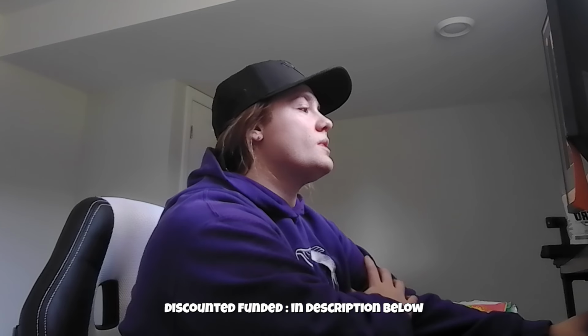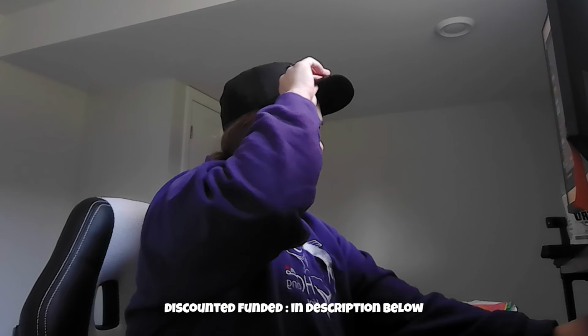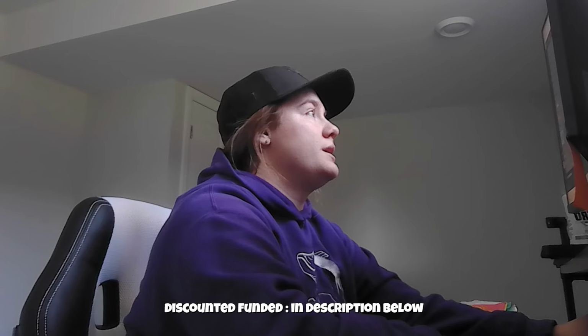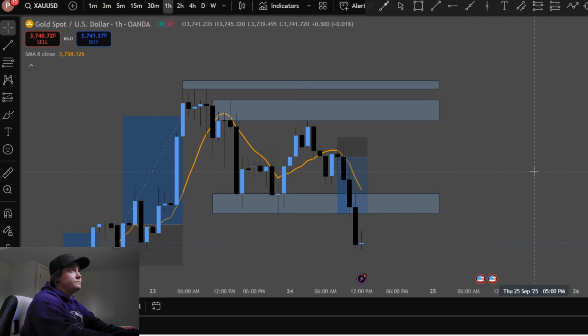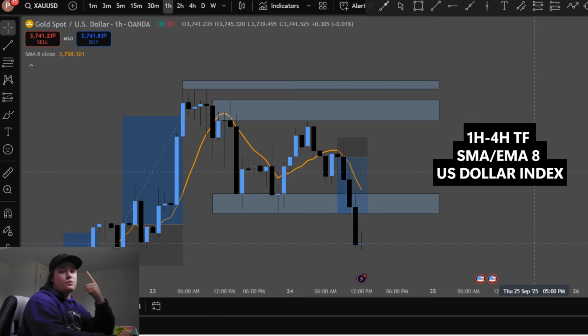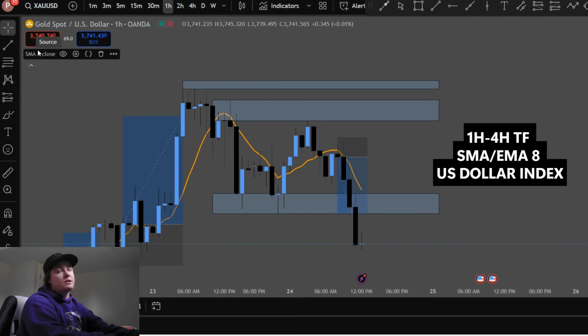So, if we just look into this right here, the main things you're going to want to know and remember is 1 hour time frame, 4 hour time frame, as well as an SMA of 8 or an EMA of 8, whatever it is that you want to choose. They are a tad bit different, but it really doesn't make that big of a difference. I've just been using the SMA. It's been working out for me.